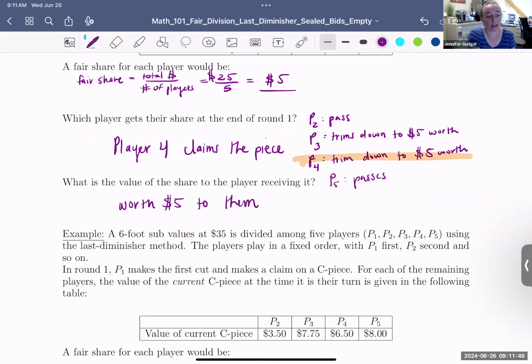And that's really the kind of example that we can do with last diminisher. We can do a single round. If you were given a second one, oh, now here's the new situation. You have to be given a new chart with that next piece that had been cut.